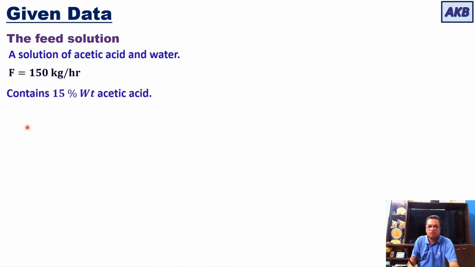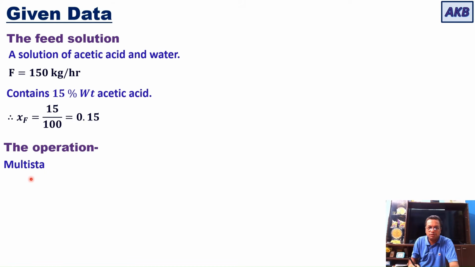That is the concentration of the solute in the feed. We denote that by XF. So XF is 15 by 100. We are converting the percentage value into weight fraction by dividing by 100. So XF is equal to 15 divided by 100, that is 0.15. Then the operation to be used is multi-stage counter-current liquid extraction.